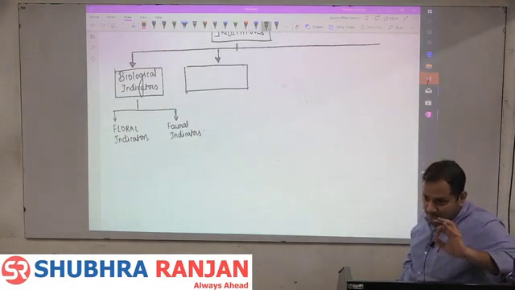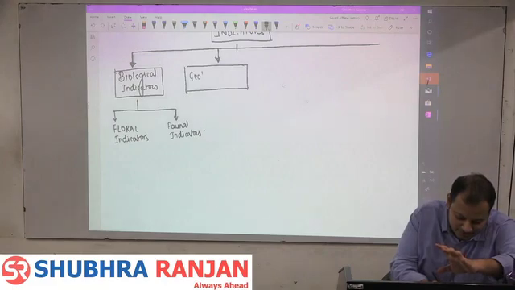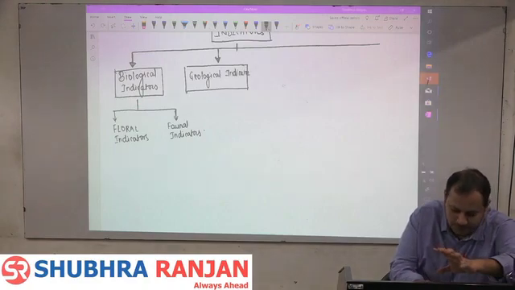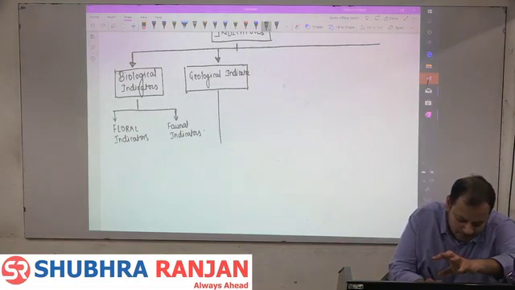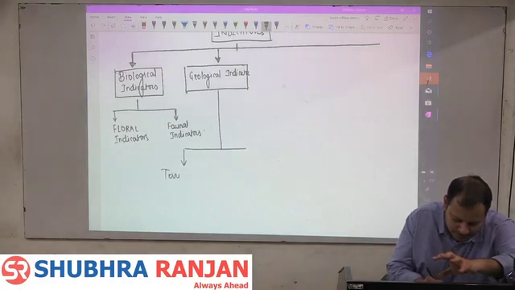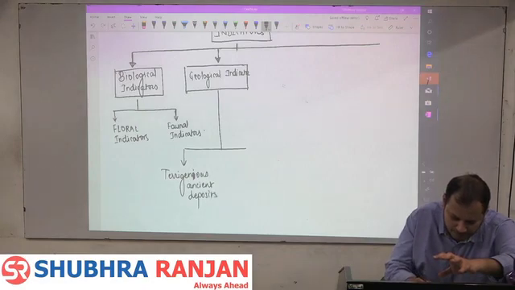Next indicator is geological indicator. जियोलॉजिकल इंडिकेटर. इसमें terrigenous, ancient deposits, marine deposits, and pedogenic indicators.